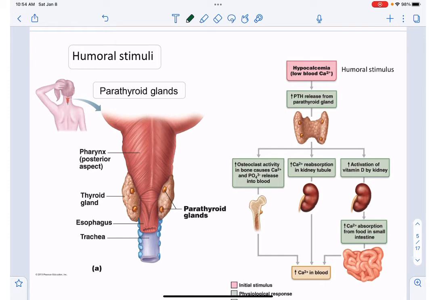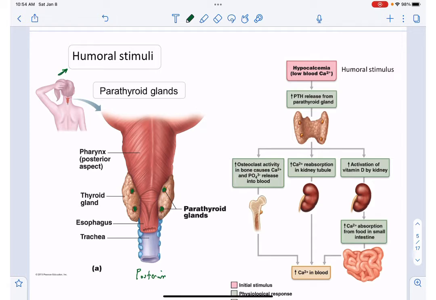Now I want to take a look at some of these examples in a little more detail. And I want to start with some different examples of humoral stimuli, so levels of ions or nutrients in the fluids of the body resulting in hormone release. And this is the example that we looked at just on the prior slide. Here we have a posterior view of the neck. And embedded on the back of the thyroid gland are the parathyroid glands.